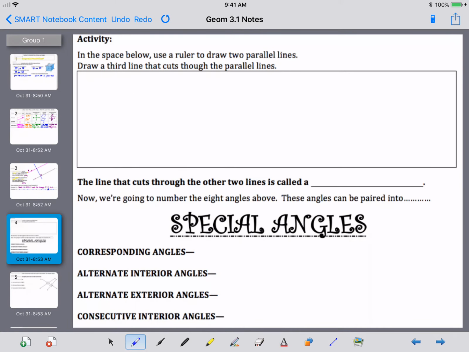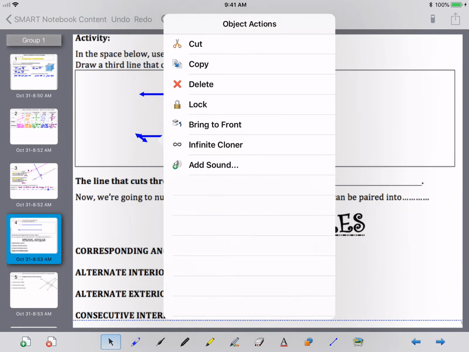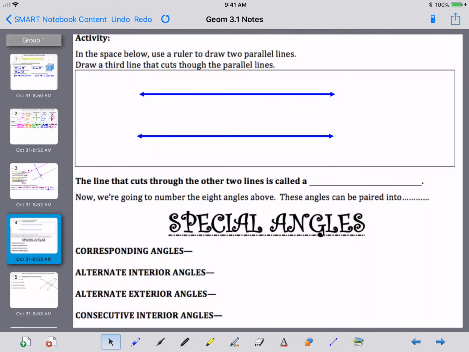And if you take a look at this activity, we're going to use a ruler to draw two parallel lines. So I'm going to kind of do that freehand here. So we have these two parallel lines. Let's get rid of this. And we're going to draw a third line that cuts through those two. So if these are parallel, I do need to put a couple of arrows on one end to show that. And that line, this third line that we drew through the other two, is called a transversal.